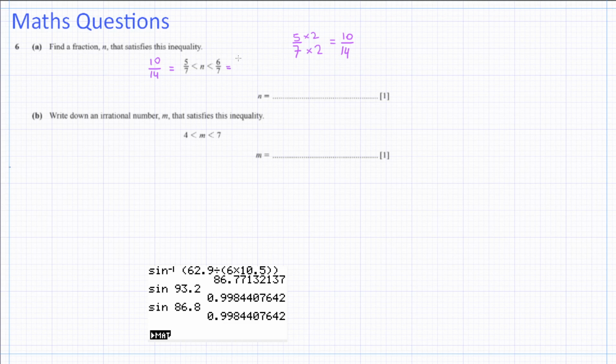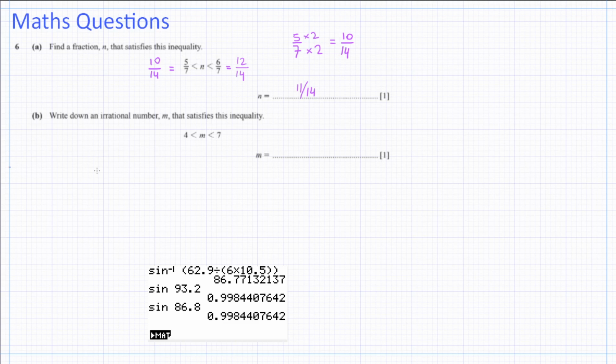Now we can do the same thing with the other extreme. So 6, if you multiply by 2, you would get 12. And 7, if you multiply by 2, you would get 14. So, which number would be between 10 over 14 and 12 over 14? 11 over 14.